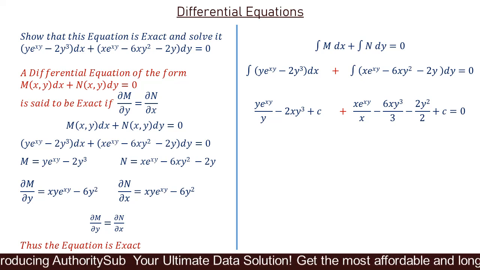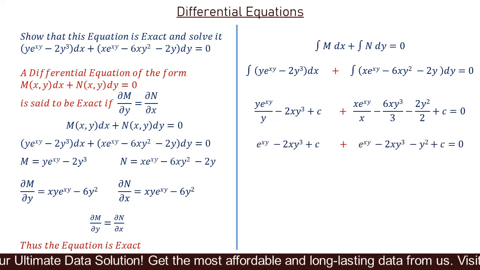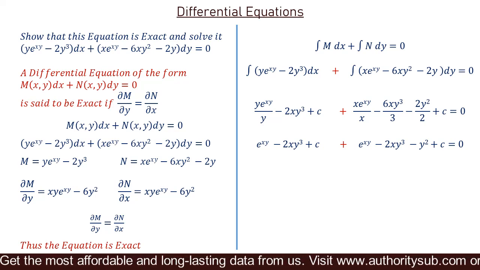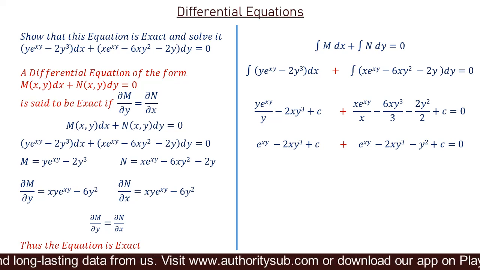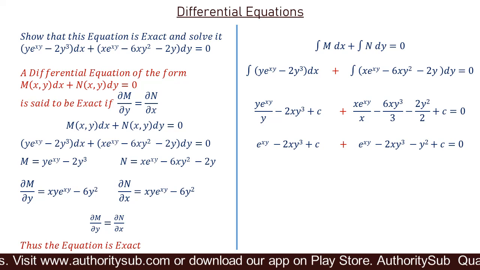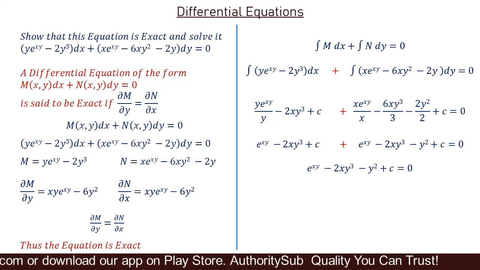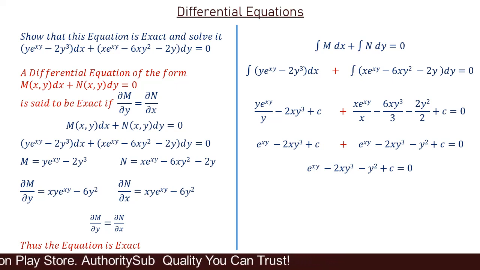Let's simplify what we have. The first integral is e^(xy) - 2xy^3, plus the other part, which is e^(xy) - 2xy^3 - y^2 + c = 0. There are some terms that appear on both sides. We'll pick one of them each. So here we have e^(xy) - 2xy^3 - y^2 + c = 0. So this is the solution to the exact equation.